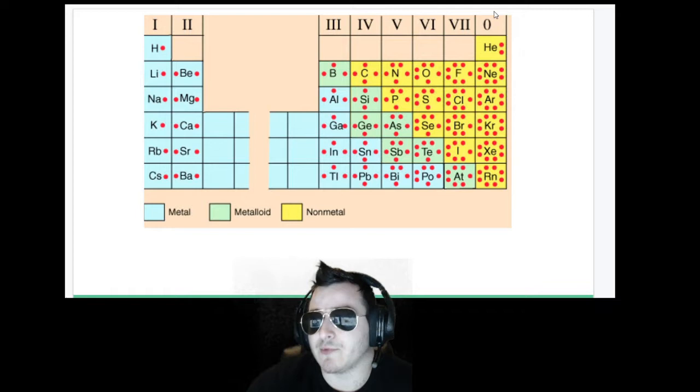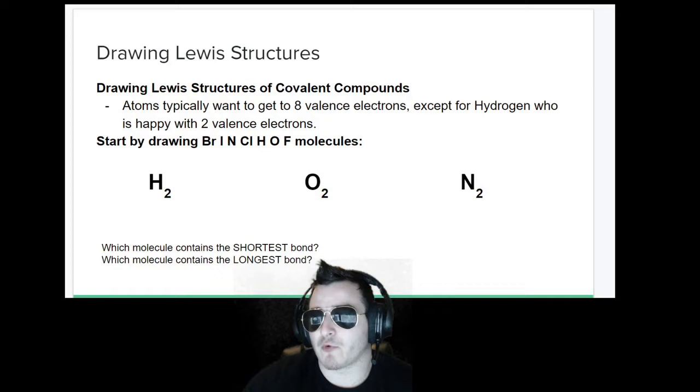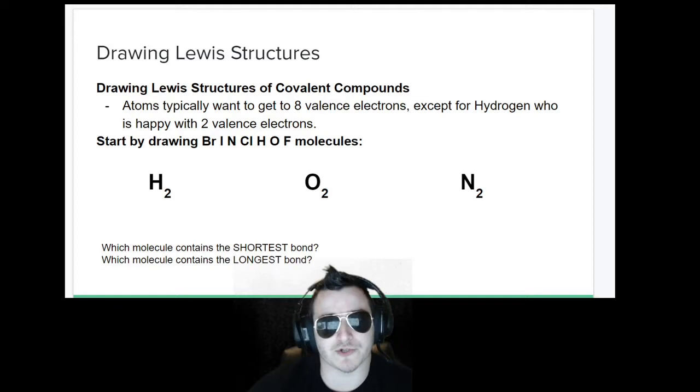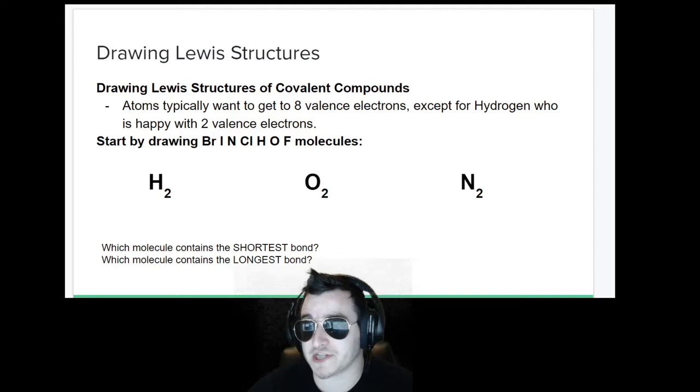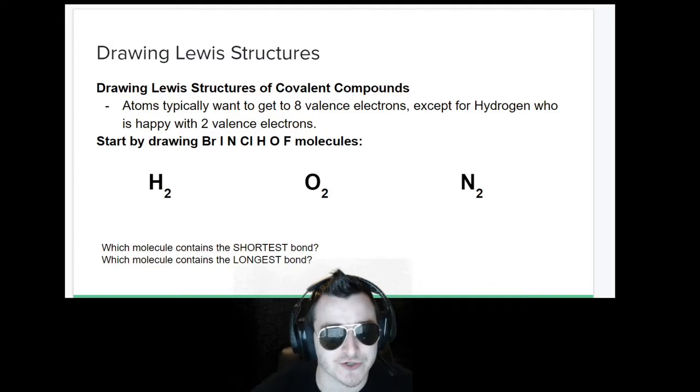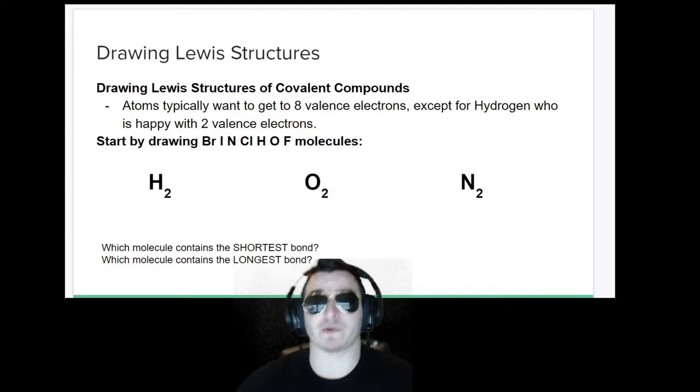So what we're first going to do before we pan over to the next screen is draw a few of our diatomic elements in molecular structures. These are going to be three examples of nonpolar compounds, but the bottom line that we want to get across here, and the key to drawing these Lewis structures, is all atoms typically want eight valence electrons. Our main exception to that is hydrogen, who's happy with two valence electrons. He only has one proton in his nucleus, so he only has the strength to really hold two electrons.